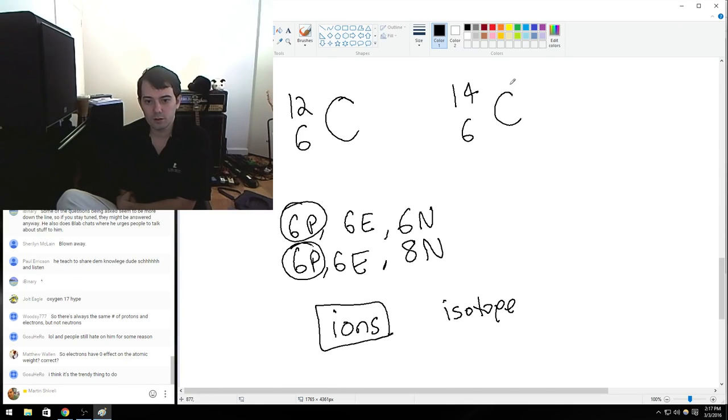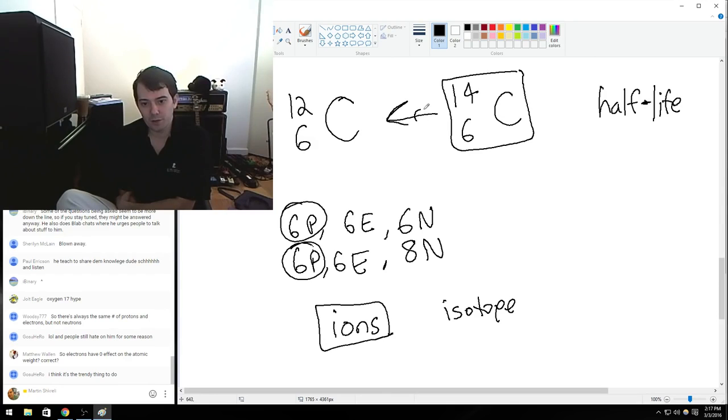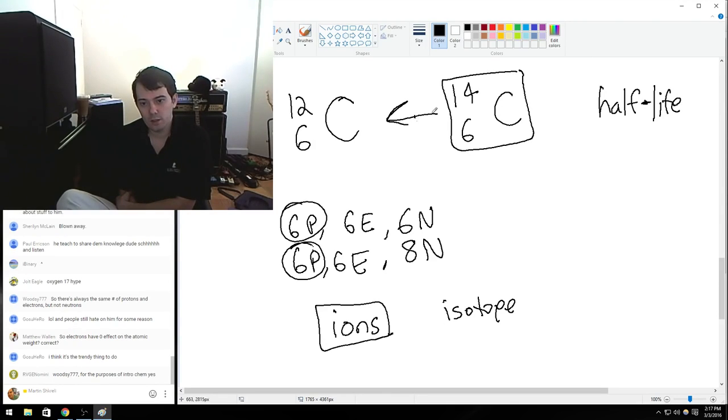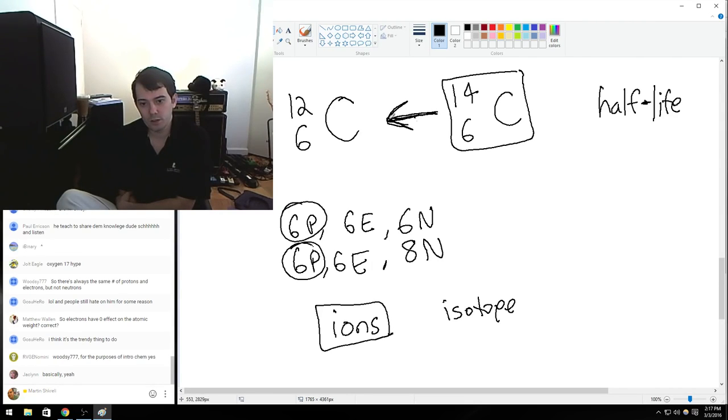Carbon 14 has a half-life. I forget what it is. It's like thousands of years, I think. And it decays back into carbon 12. And that time of decay is so reliable that you can determine how old something is based on how much carbon-14 it has. We'll talk all about that. But let's move on to the next section.